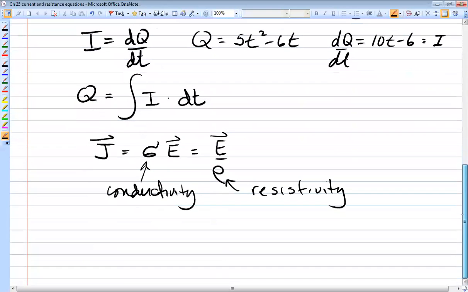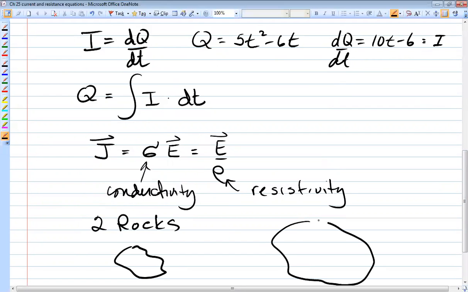Now, there's a difference between resistivity and resistance. And the analogy is, let's consider two rocks of marble or granite, doesn't matter what it is. So you have this small rock and then a really big rock.